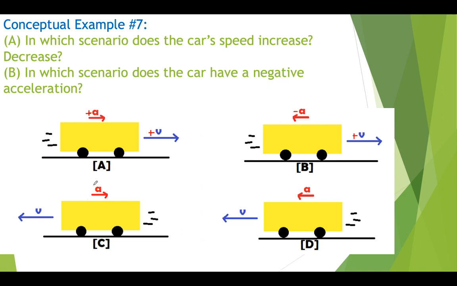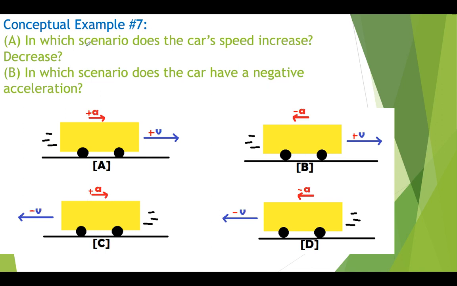In C, our acceleration is to the right, so that's going to be a positive value. But our velocity is pointing to the left, it's moving to the left, so velocity is negative. For cart D, acceleration is negative and velocity is negative because both of those vectors point to the left. Now that we have the signs for the acceleration and the velocity down pat, let's take a look at the two components to this question.